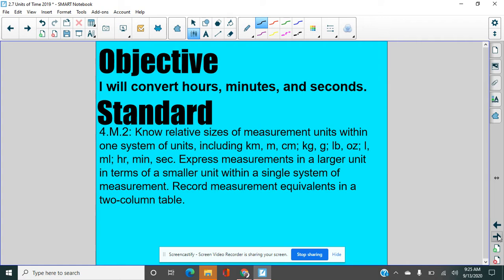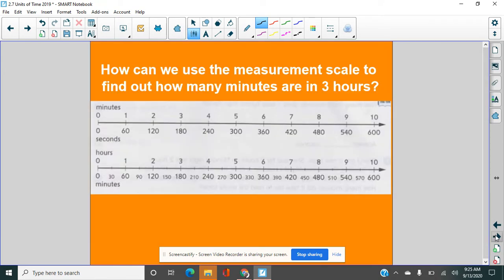All right, there's this goal today. I'm converting hours, minutes, and seconds, and you can see minutes and seconds and hours right here in this measurement standard, along with a lot of other things that we'll cover in some other lessons.